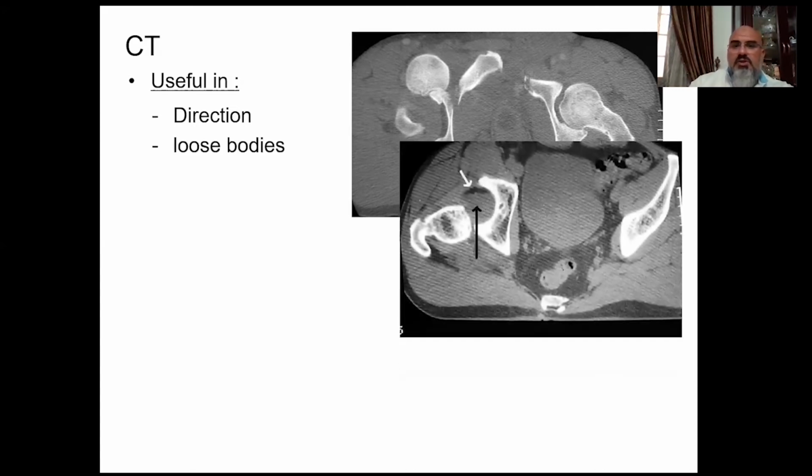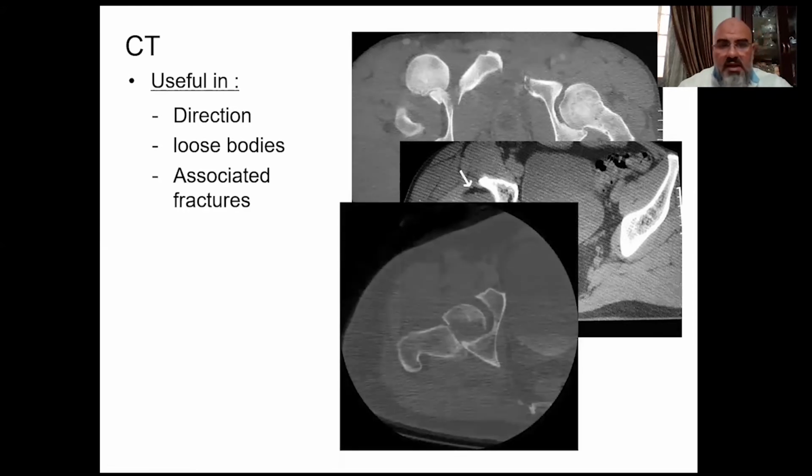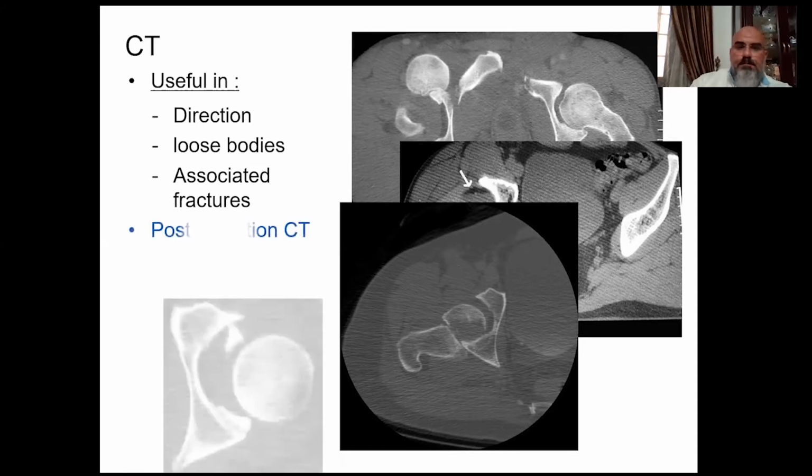dislocation. In addition, you could better judge the joint line and the congruency of the joint, or whether you have incarcerated fragments or a loose body inside the joint itself. It's very important to evaluate associated fractures. You can't manage without full evaluation of the whole case, with the dislocation and the injuries associated with the dislocation.